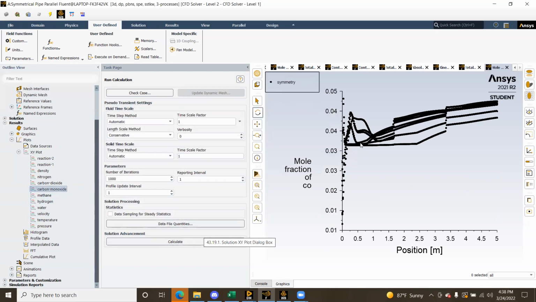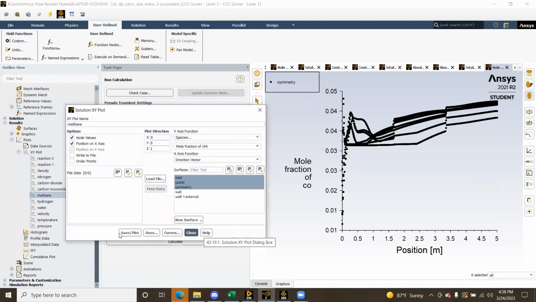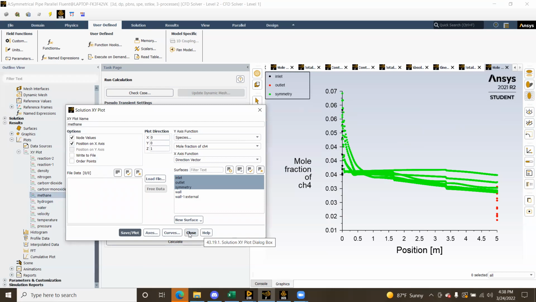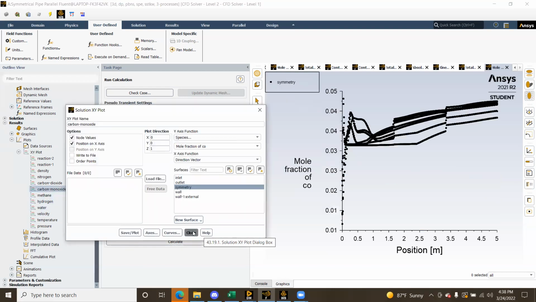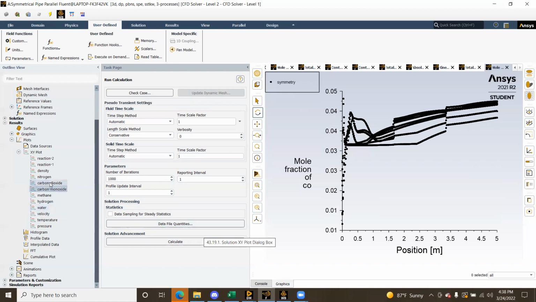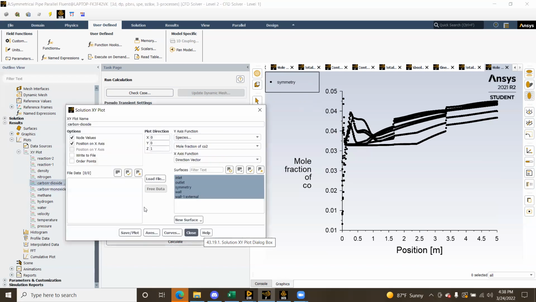Carbon monoxide, this seems pretty reasonable. The mole fraction is less than that of methane for the most part. It never increases to being above methane, so that seems pretty good. I would expect there to be less carbon monoxide in the end, though, than what we are seeing, just because it's being consumed in the second reaction.